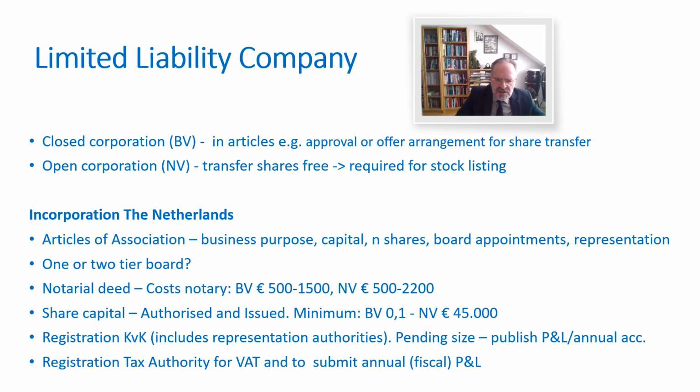Now, we see here under share capital authorized and issued. Authorized is what is defined in the articles as the maximum number of shares which can be issued, and the issued shares are the actually issued shares, so the number of shares actually sold to shareholders.